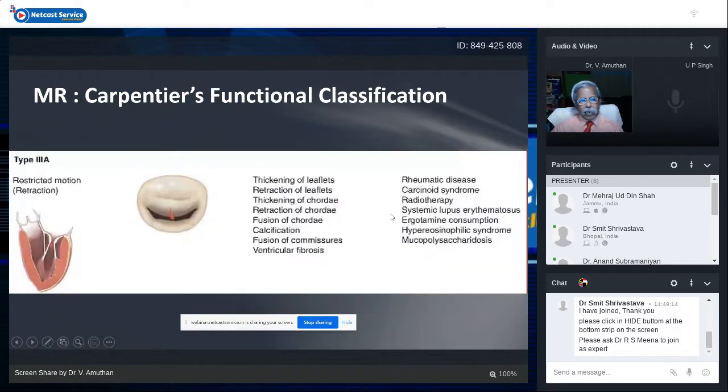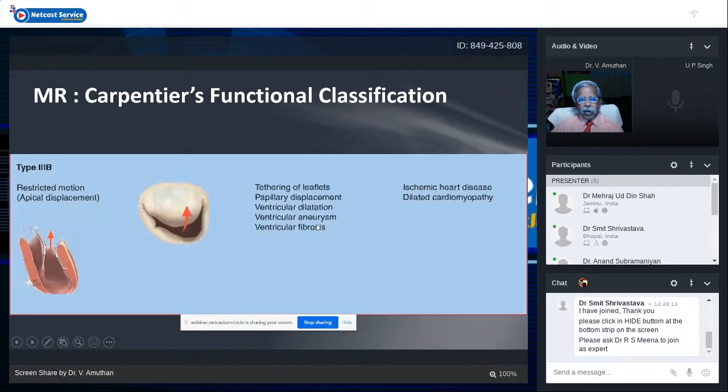And type 3A is restricted motion. This occurs in rheumatic heart disease: thickening of the leaflets, retraction, and thickening of the chordae. All these things are characteristic features of rheumatic etiology. Restrictive motion with apical displacement only is type 3B. This may be due to the tethering of the leaflets and papillary muscle dysfunction.